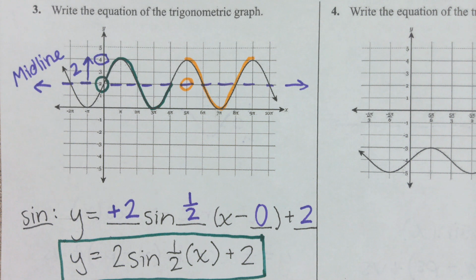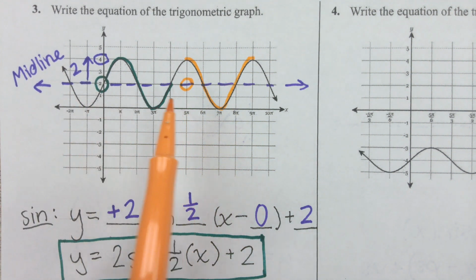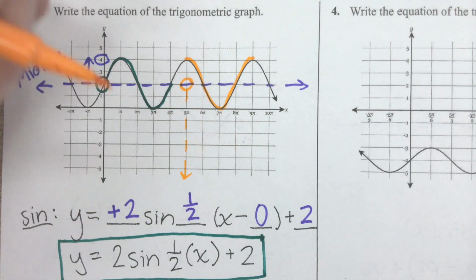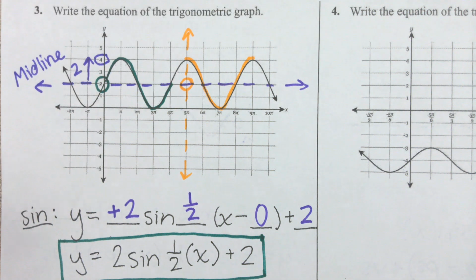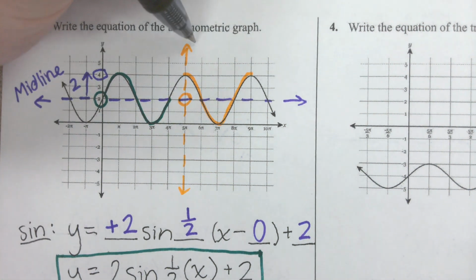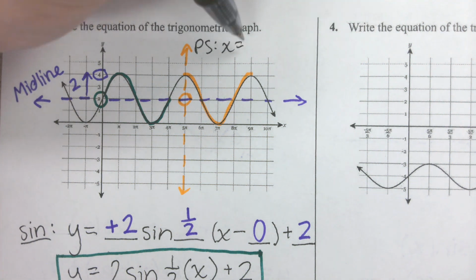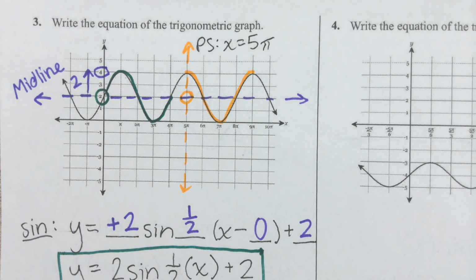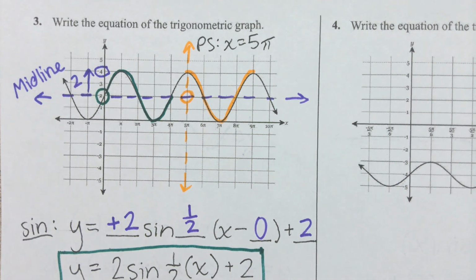And again, there are several answers to these graphs. So it doesn't matter which one you pick as long as your equation is correct for what you chose. Since I moved the starting point to the right, clearly I have a phase shift now. So I have a phase shift of x equals 5 pi. And now I can finish my equation.